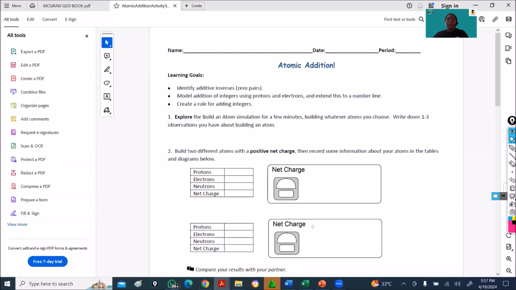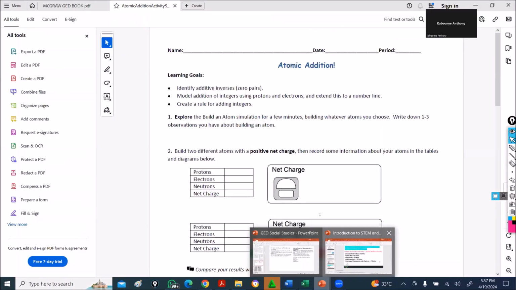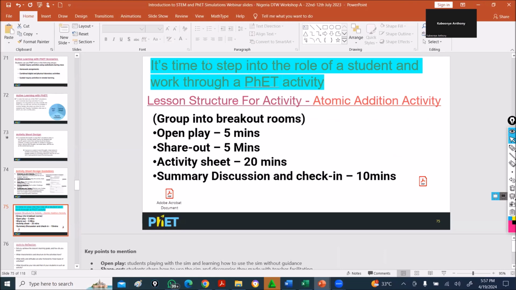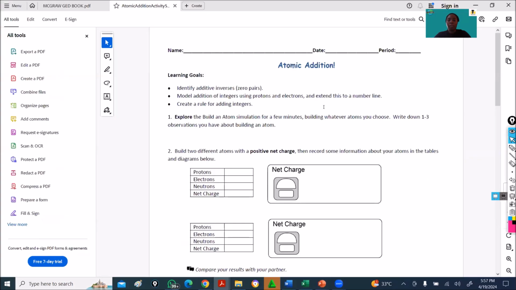All right. Now, as I said here, we are going to step into the role of a student and walk through a PhET activity. That's what we are doing now as teachers. We are going into the role of a student. So let's go into the activity sheet. This is our activity sheet. Look at it. And it's on what? Build an atom simulation.